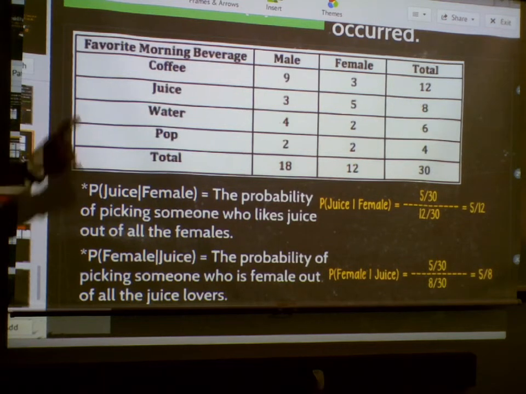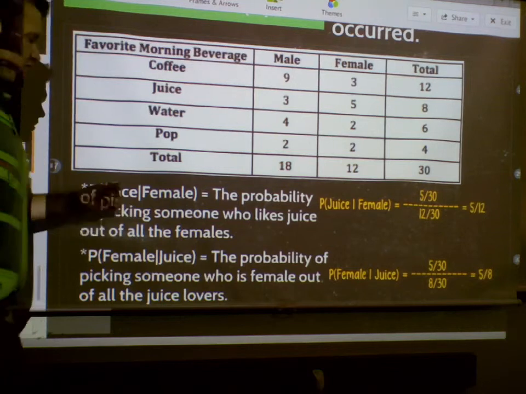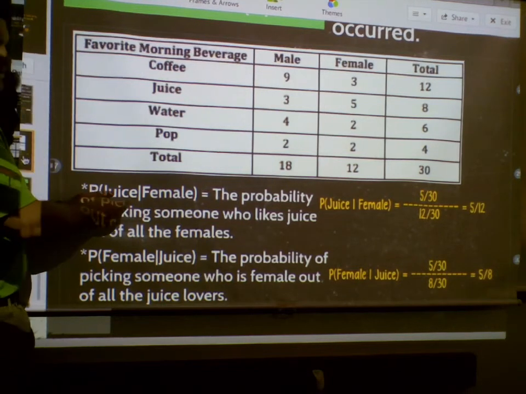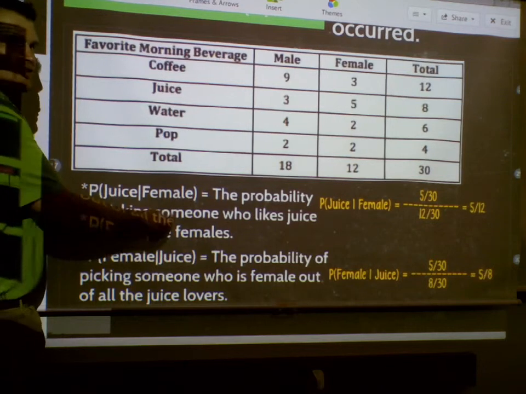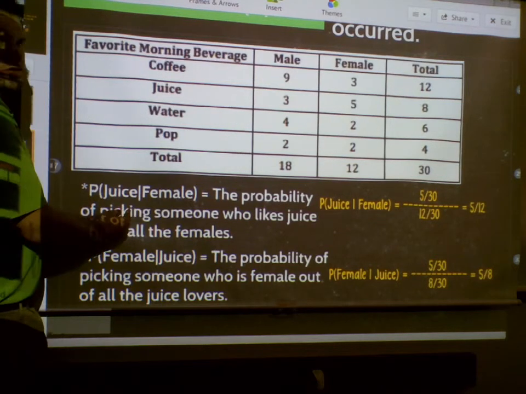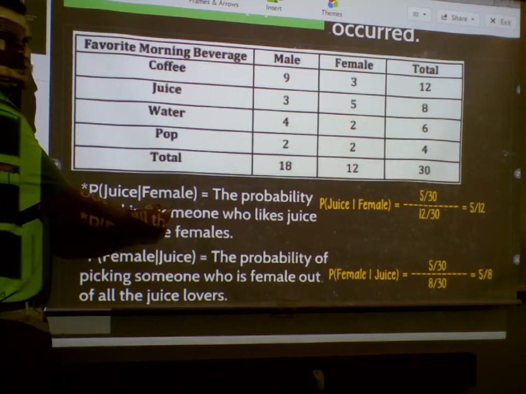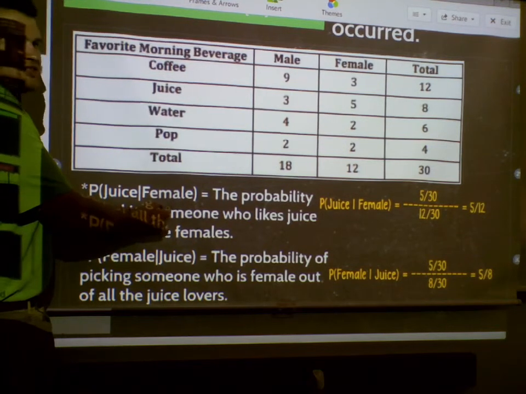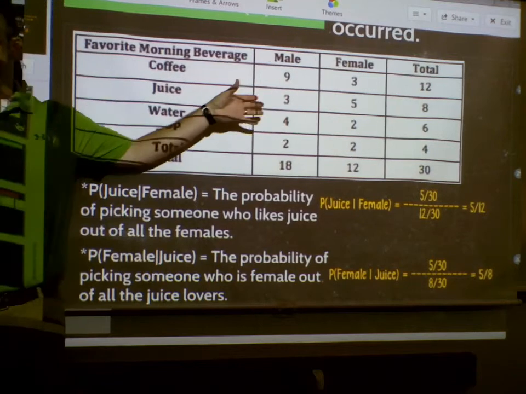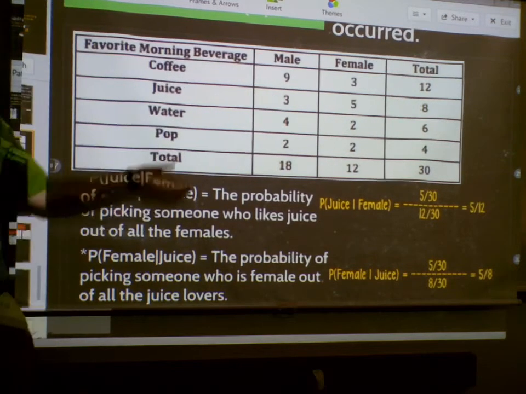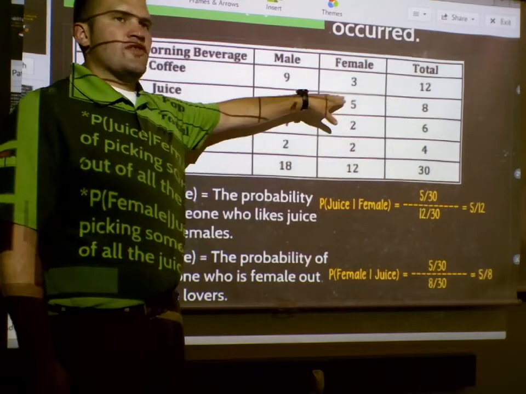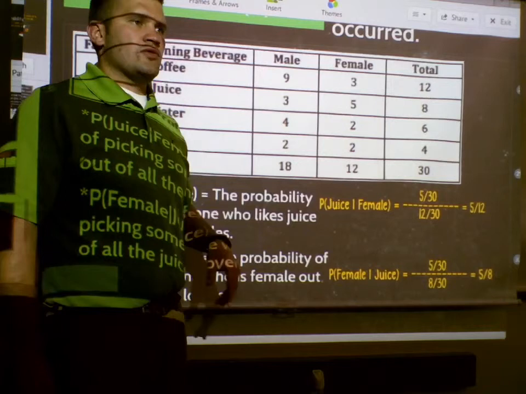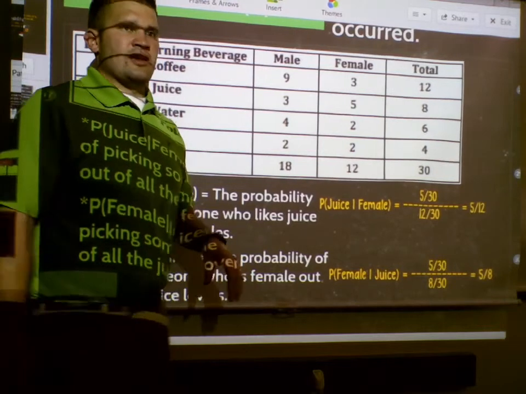All right. So what this is saying, guys, is the probability of this population within this population. So the probability of our juice lovers within the female population. Does that make sense? The female population is how many? How many females in the survey? 12. So within the female population, how many like juice? 5. So 5 out of 12. Does that make sense?